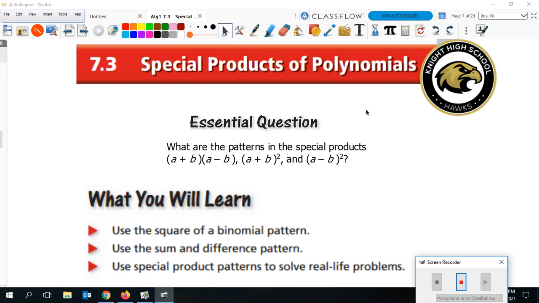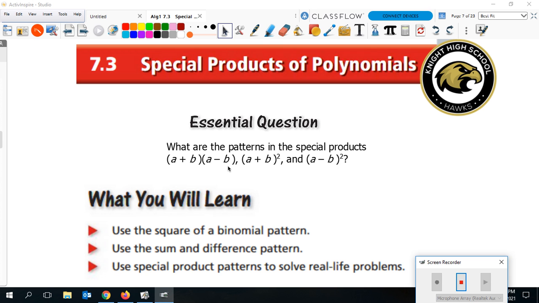All right, well, welcome back, Algebra 1 students. We are continuing on in our polynomial chapter here, chapter 7 of the Big Ideas curriculum, with now special products. Product, again, is another way of saying multiplication. We are multiplying two binomials, as you can even see here in the essential question. There's two binomials again. We've done those in the last section, in section 7.2.